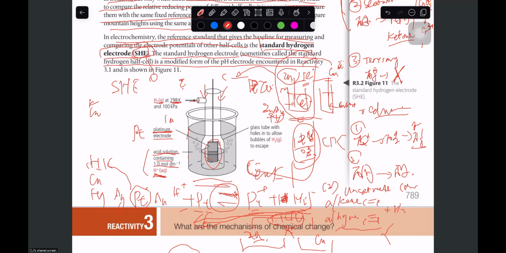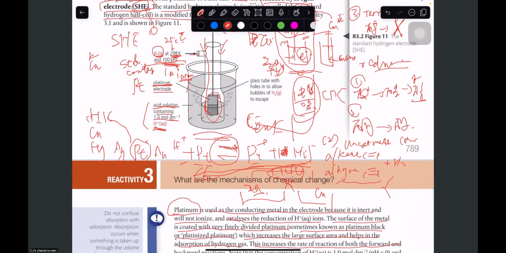298 Kelvin and 100 kPa. This is actually 25 centigrade, and 100 kPa is actually 1 atmosphere, right? 1 atmosphere. So this is the standard condition. At this condition, we inlet the hydrogen gas, and the hydrogen gas goes into this solution.